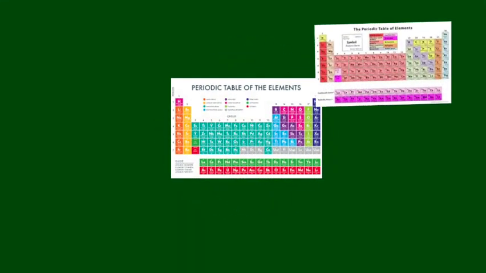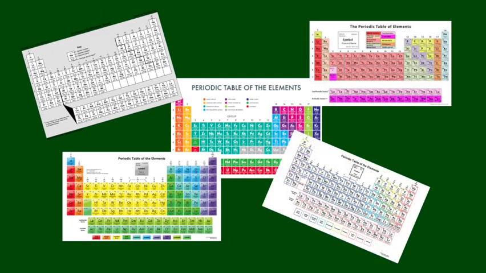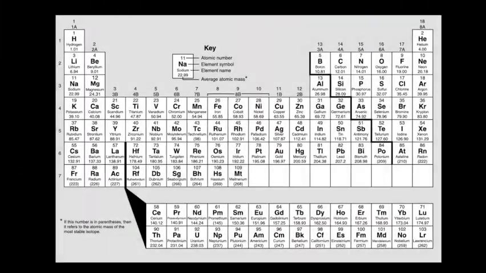The important thing to note at this point is that not all periodic tables are exactly the same. They all have the same elements and configuration, but they contain different types of information about each element. Now, this is a common or typical periodic table with basic information about each element. You will find this basic information included in most periodic tables.